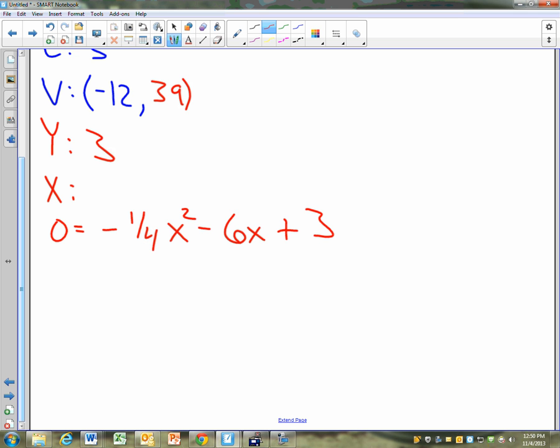Do you like the negative 1/4 in front? I don't either. How do you get rid of it? If I multiply everything through by negative 4, that will keep the x-intercepts the same. It does not change the answers to the equation. So 0 times negative 4 is 0. Negative 1/4 times negative 4 is 1. Negative 6 times negative 4 is positive 24. 3 times negative 4 is negative 12.